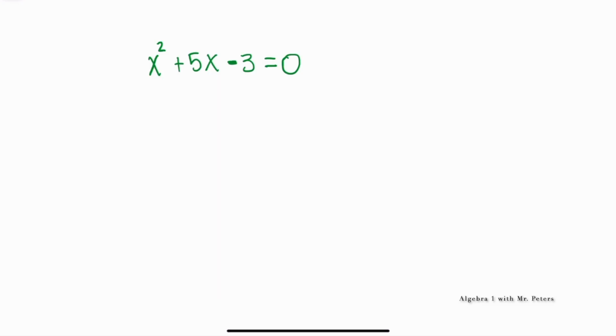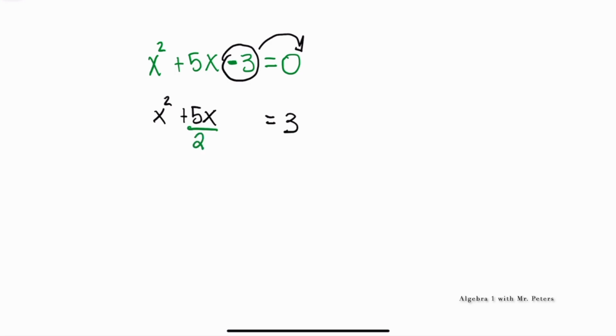Problem number 2 starts off the same way. For us to complete the square, we have to move that constant to the other side. So we have x squared plus 5x is equal to positive 3. So now we could actually complete the square. But you have to be mindful in this problem because our b term 5 will not be evenly divided by 2. We will not get a whole number.